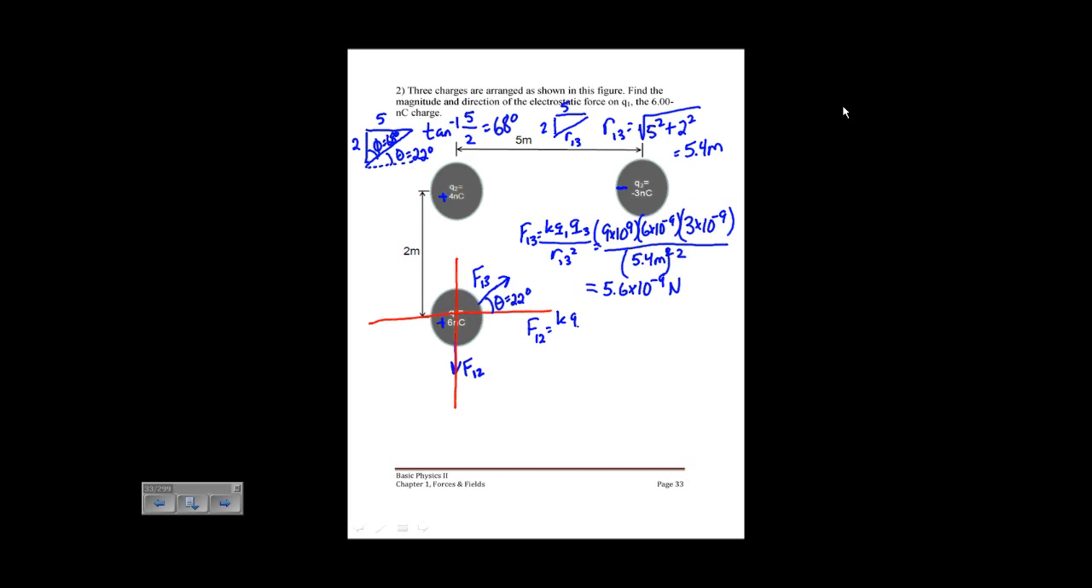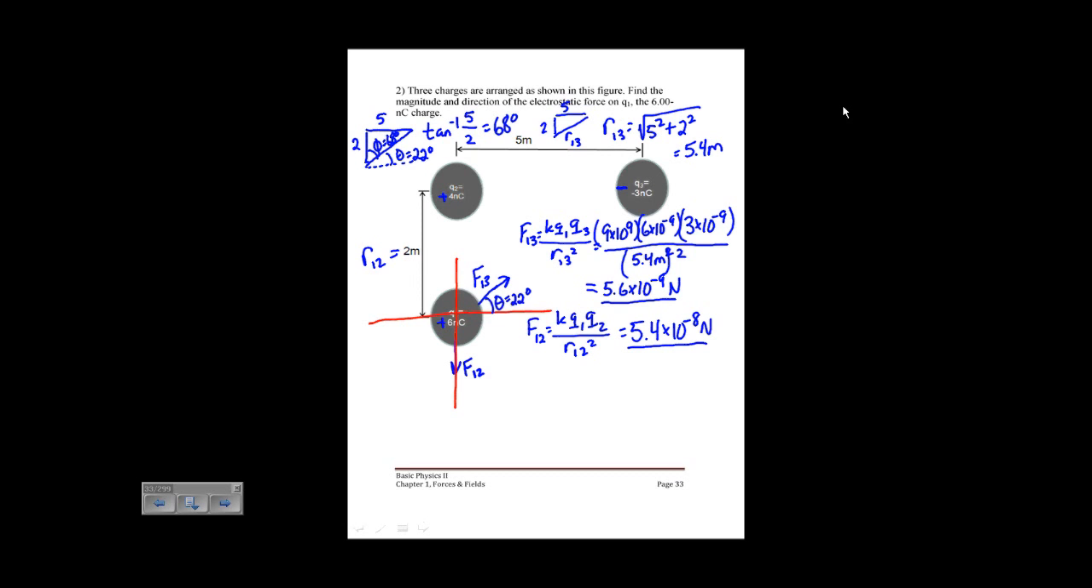We also need to figure out what is F12. It's going to be K, Q1, Q2 over R12 squared. I'm not going to put in the values here, but just note that R12 is 2 meters. That's the distance between particle 1 and particle 2. And that gives me a value of 5.4 times 10 to the minus 8. Notice that F12 is a lot bigger than F13.